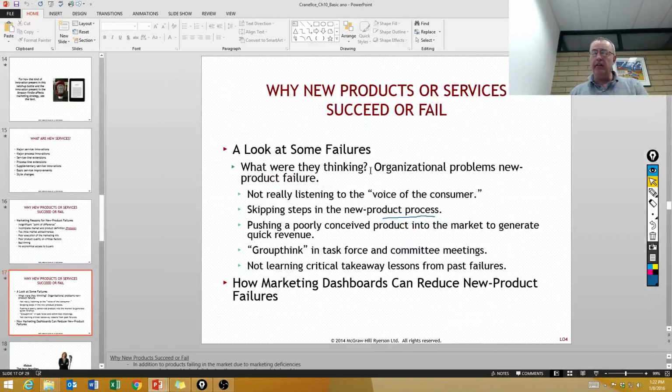Okay, so another reason for product failure related to organizations. So the second organization-related reason why new products can fail is because sometimes companies push products on the market in order to generate near-term sales.